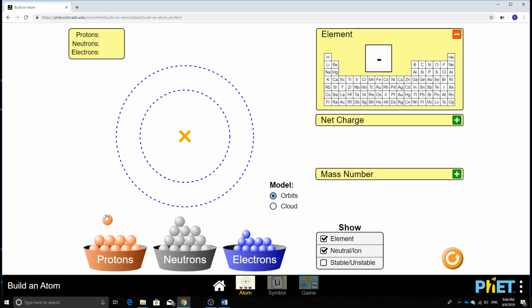So here, let's start off with picking up one of my protons and placing it in the middle, and automatically it will tell you which element we have just made. We have created the hydrogen model right here. So why is it the hydrogen model? Well, it's the hydrogen model because we have one proton. Remember, the number of protons determines the identity of that atom.